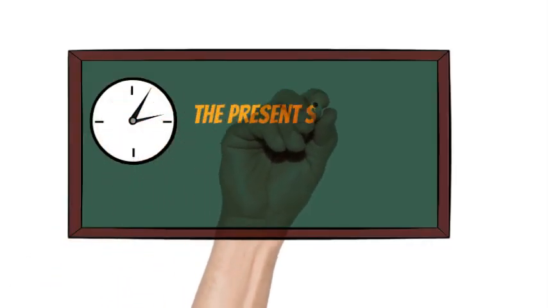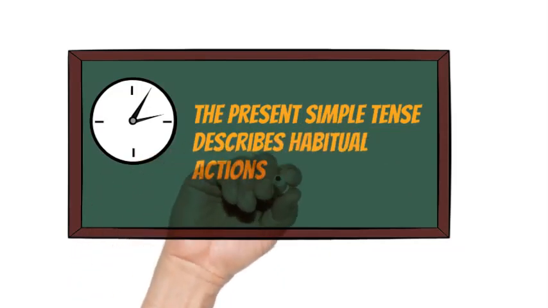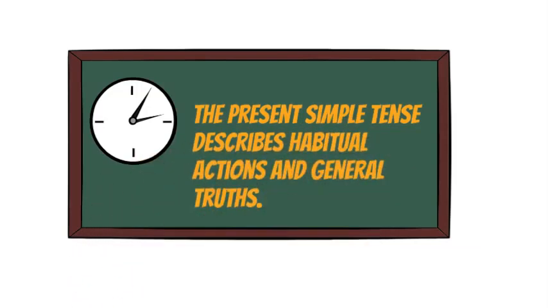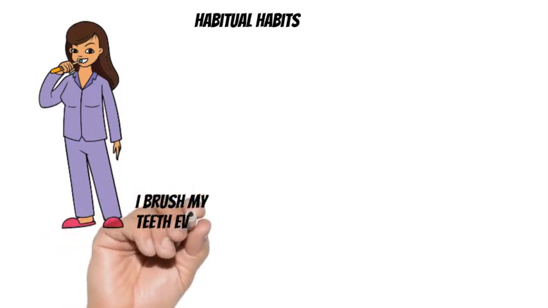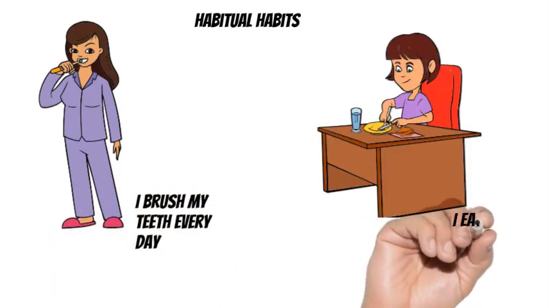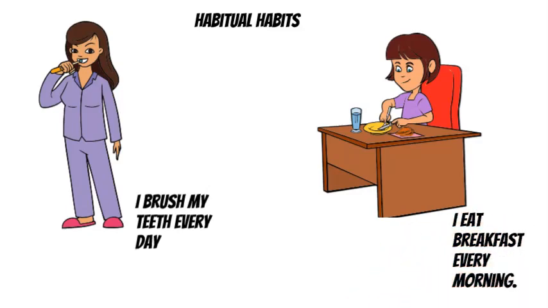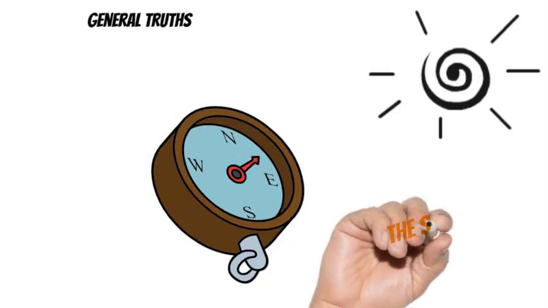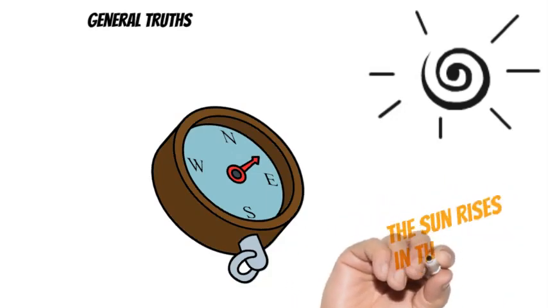The present simple tense is used to describe habitual actions and general truths. For example, I brush my teeth every day, and I eat breakfast every morning. These are both habits. It also describes general truths, like, the sun rises in the east.